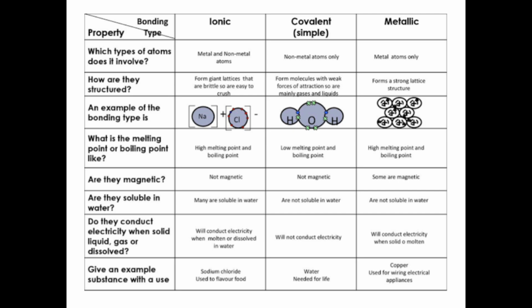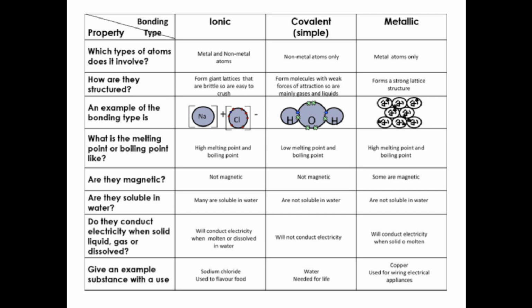Let's quickly look at ionic, simple covalent and metallic bonds. Ionic bonds usually occur with metals and non-metals. Covalent bonds occur with non-metals only. Metallic bonds occur with metals. Ionic bonds form giant lattices that are brittle and can be broken or crushed easily. Covalent bonds usually form molecules with weak forces of attraction. Metallic bonds will form strong crystal lattice.